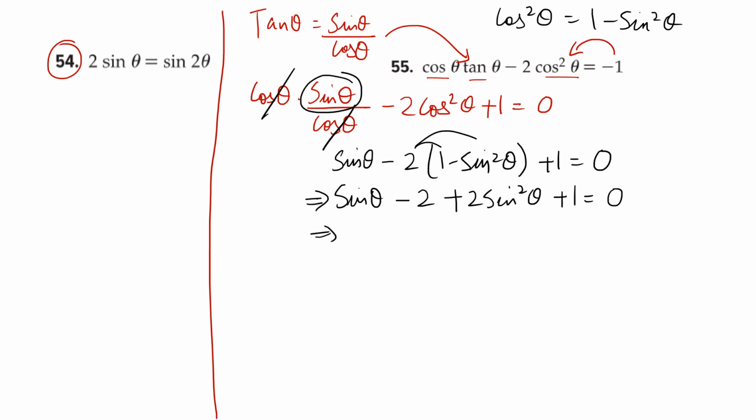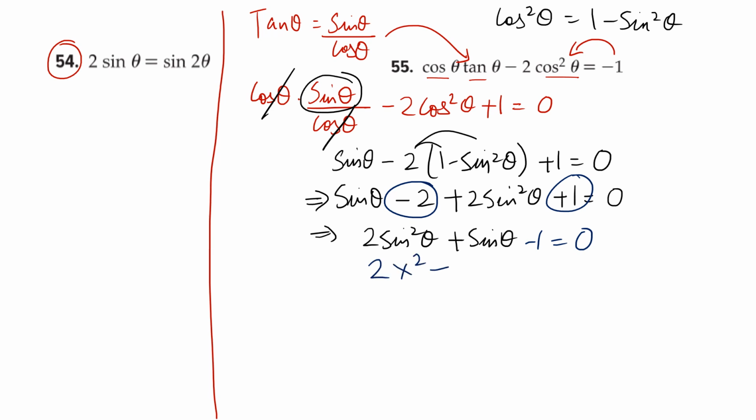Okay, now let's combine what we can. So this becomes 2 sine square theta plus sine theta, and I can combine the minus 1 with the plus 1. This is what I get. Now this looks like a perfect quadratic equation in sine, so I will replace just like I did in the beginning of the video when I solved the first question on this.